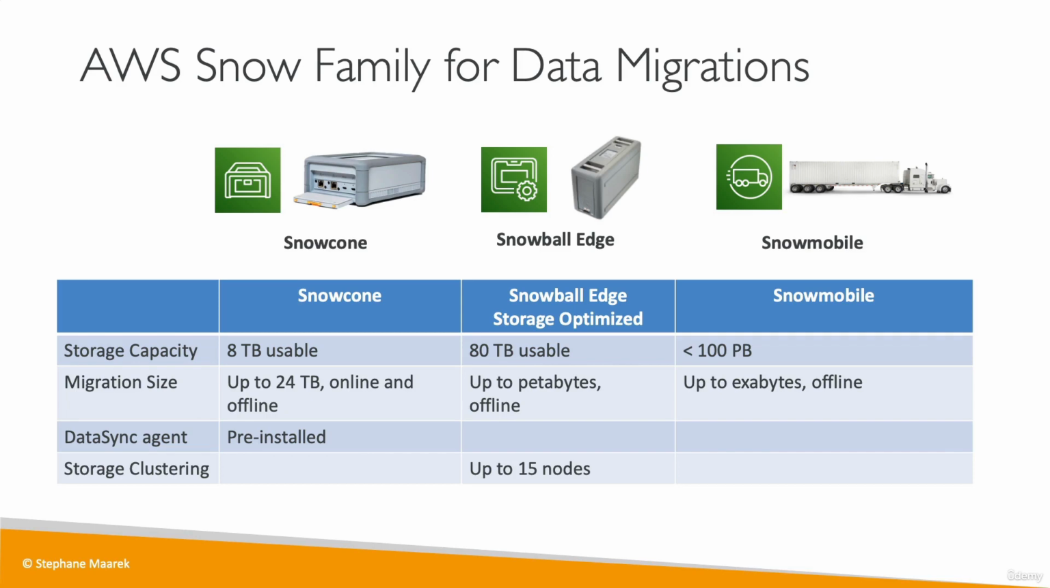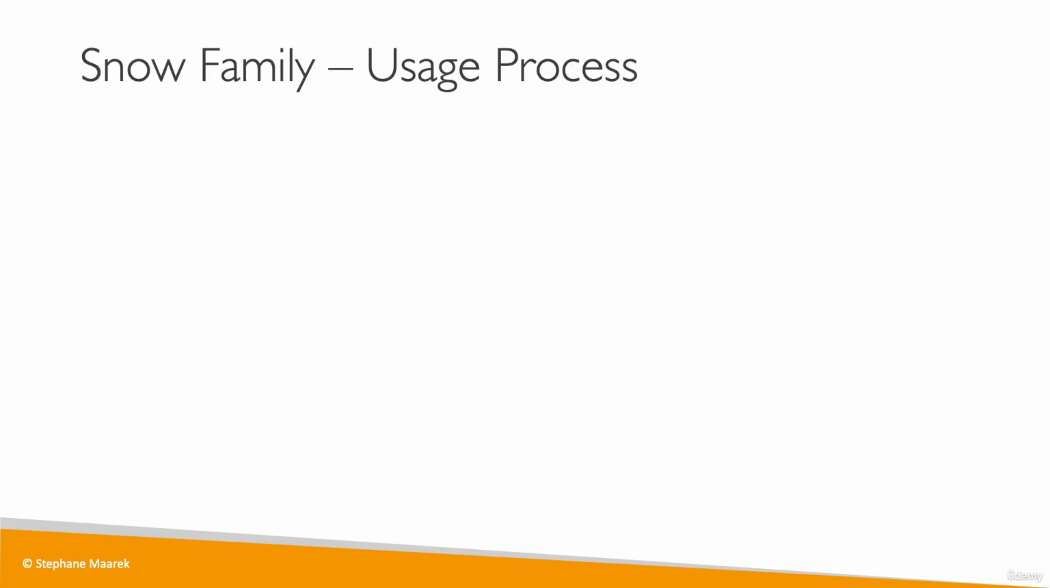DataSync agent is pre-installed on a Snowcone because you can plug it to a network and have DataSync send the data over the network to AWS as well. And for Snowball Edge, you can do storage clustering, so you can put up to 15 Snowball Edges together to increase the storage size. Okay, so how do we use a Snow family device?